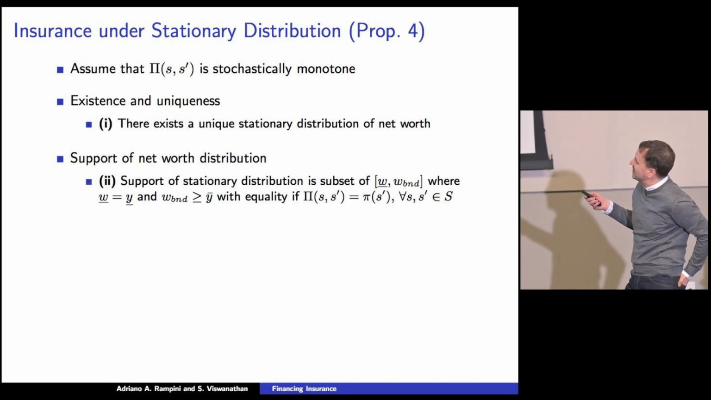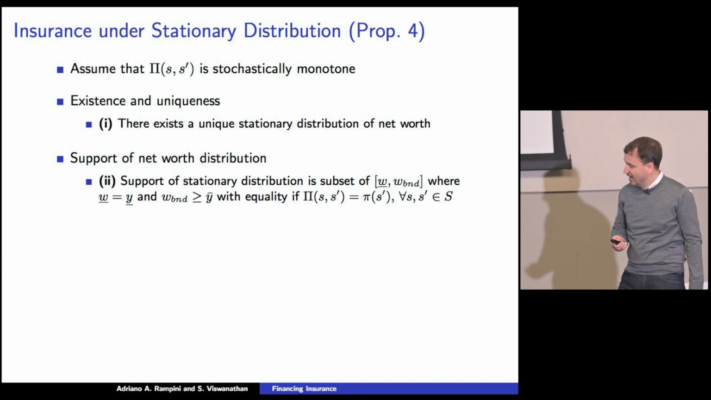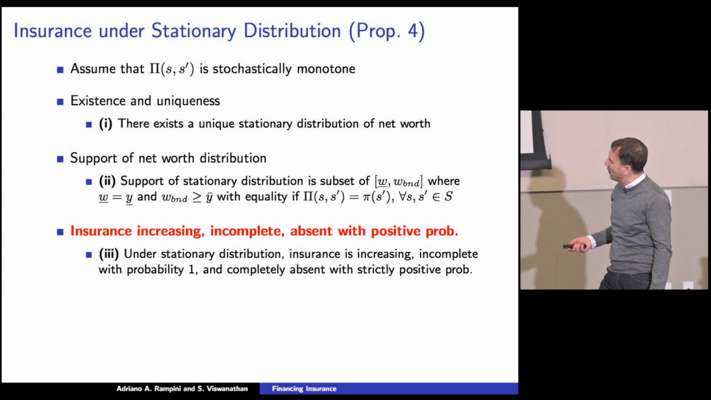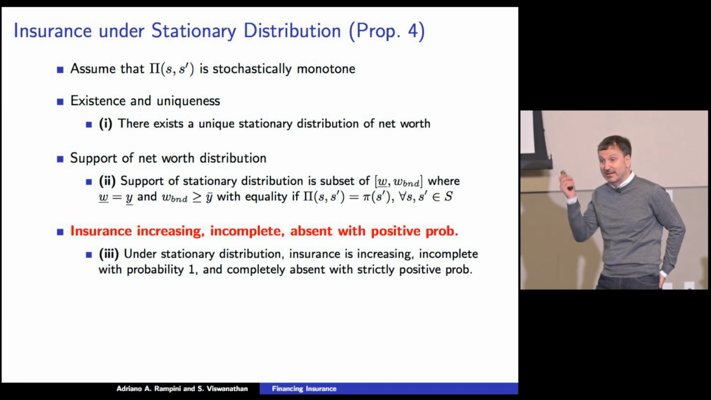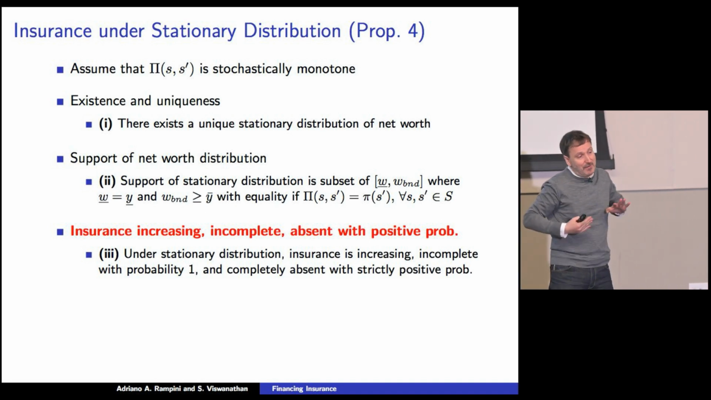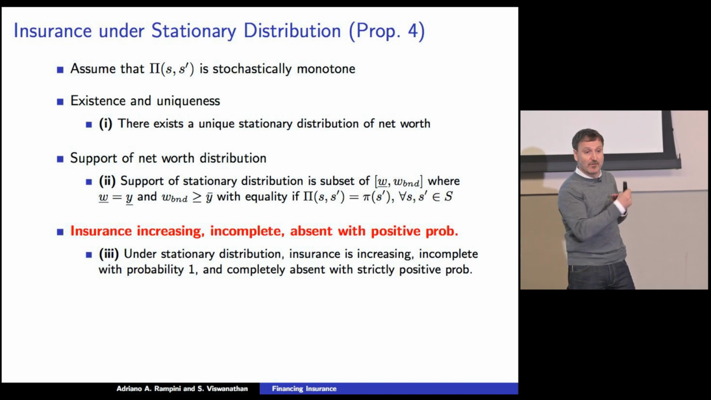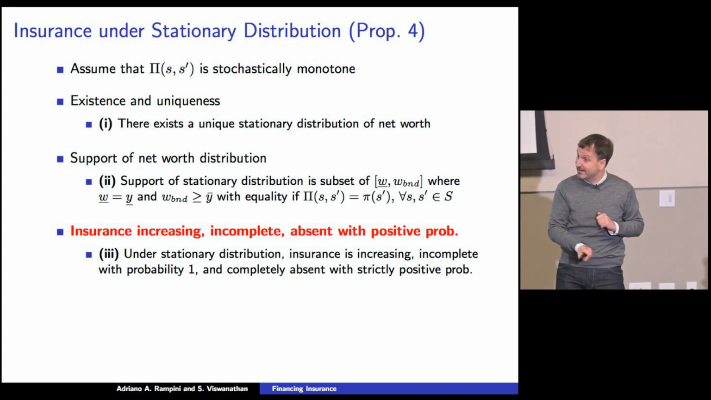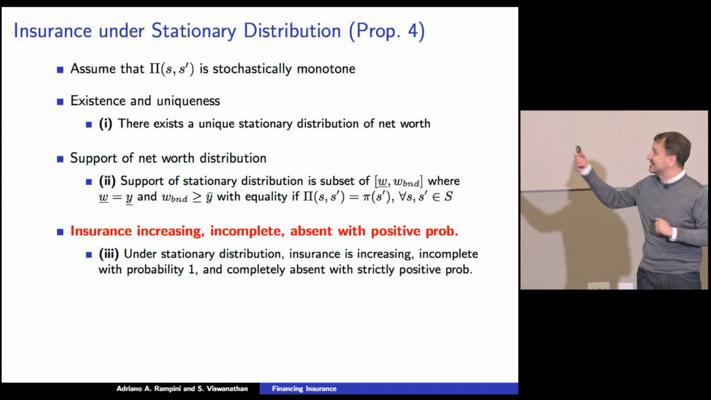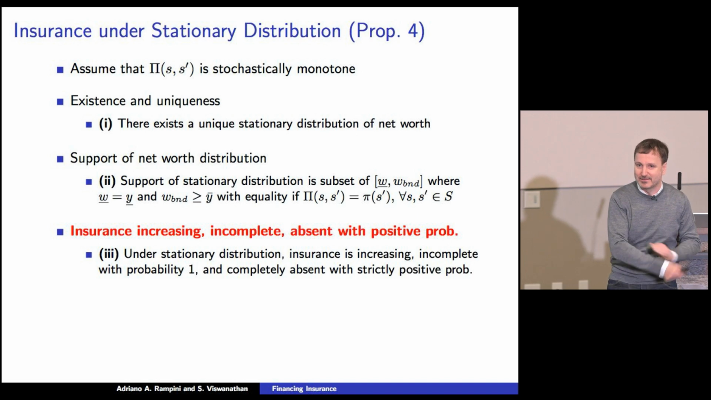In the long run, you get a unique stationary distribution. It's going to live on some compact support. And more interestingly, under the stationary distribution, insurance is incomplete with probability 1, and completely absent with strictly positive probability. Meaning that even if I'm currently doing relatively well, I'm pretty well insured, but not perfectly so. So if a negative shock hits, I'm going to say, not a big deal, I'm going to eat a little less and insure a little less. If another negative shock hits, and one more, and so on and so forth, what this says is that eventually I will keep cutting insurance until such time as I will not insure at all.